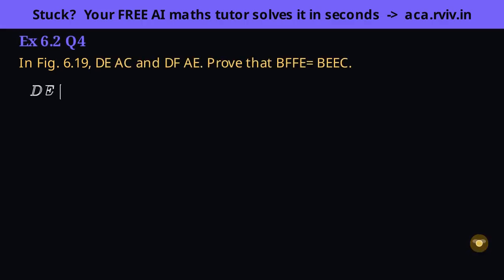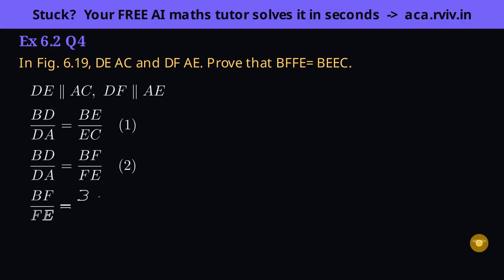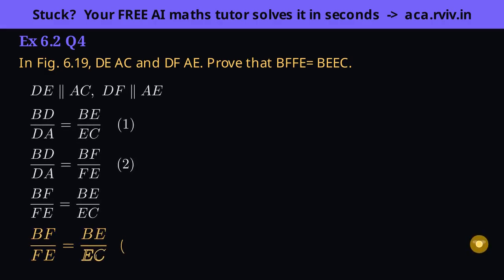Set up: we have two parallels, DE and DF, so we'll write a Thales ratio for each in its own triangle. In triangle BAC, DE is parallel to AC, so it divides BA and BC proportionally. In triangle BAE, DF is parallel to AE, so it divides BA and BE proportionally. Both ratios equal BD over DA, so their right sides are equal. Insight: chaining two Thales ratios through a common term is the go-to move for these parallel line proofs.